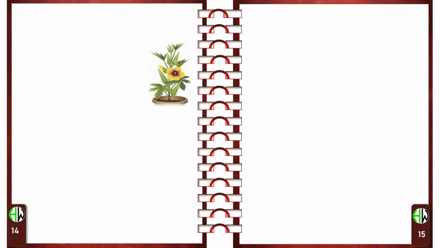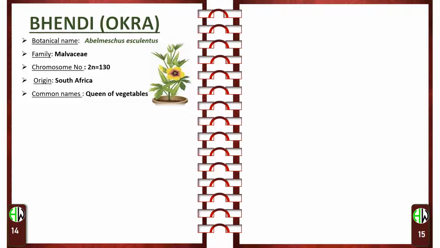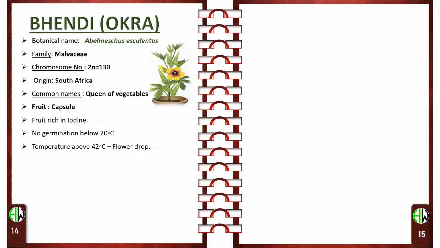And now, okra, that is bhindi. Botanical name, Abelmoschus esculentus. Family, Malvaceae. Chromosome number 2n = 130. Origin, South Africa. Common name, queen of vegetables. Fruit, capsule. Fruit is rich in iodine. No germination below 20 C. Temperature above 42 C causes flower drop.